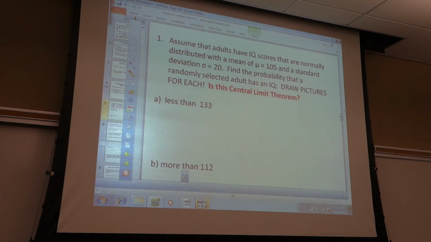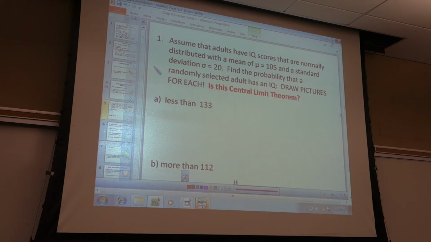Let's get a reader for this one. Eric, go ahead and read. Assume that adults have IQ scores that are normally distributed with a mean of mu equals 105 and a standard deviation of sigma equals 20. Find the probability that a randomly selected adult has an IQ. Okay, that's fine. You can stop there.